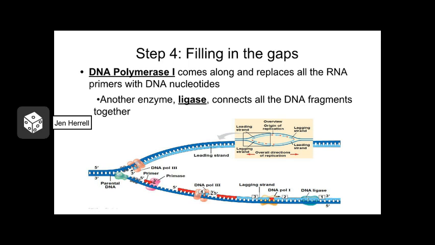This process is actually going to be occurring in 2 replication forks within each bubble that's created in the DNA. So these replication forks will be working in opposite directions, and eventually they will reach the end of the chromosome, at which point the chromosome will be split in half. So you'll have 2 complete copies of the chromosome being made.